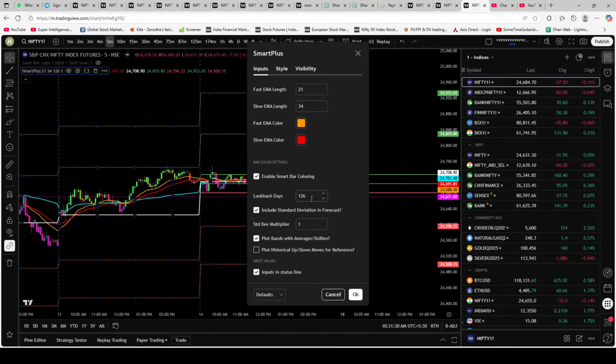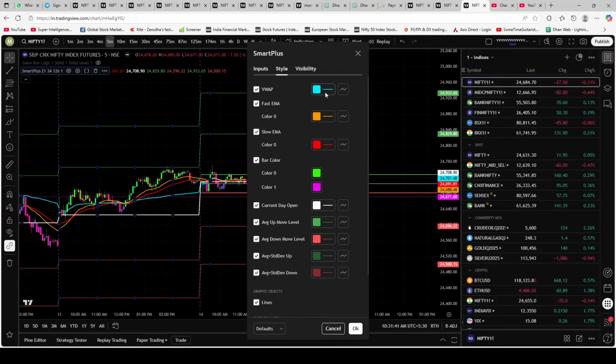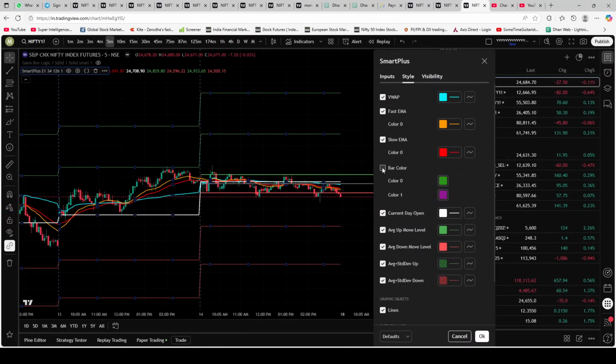Look back days 126, you can make that 200 also if you want. I have noticed 106 days works better. As I told you, it's got two moving averages, and the VWAP, fast, slow. Bar color is your choice, whether you want to have the bar colors or not. If you untick it, the bar colors will go away. I use it with the bar colors. And then these are based on the day open line, as I've kept it in white.